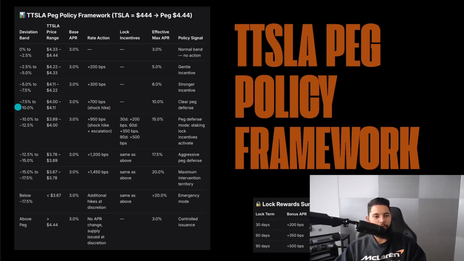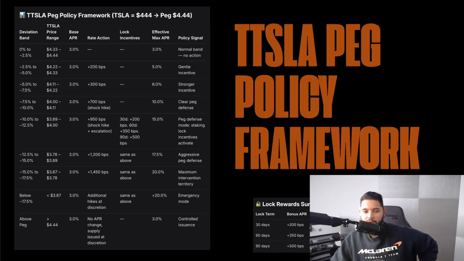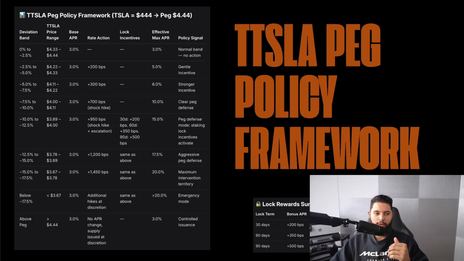So if you go into the next week and tokenized Tesla is trading 10% cheaper than Tesla is, for example, if Tesla's at $440 and tokenized Tesla's at $4, you know that it's trading 10% cheaper. You know that the interest rate is now going to be 10% for holding tokenized Tesla. That is designed to increase demand, and this encourages front running. You basically can sit there and say, I know that the peg is going to be regained at some point, and the lower that it goes, the higher the interest rate gets.